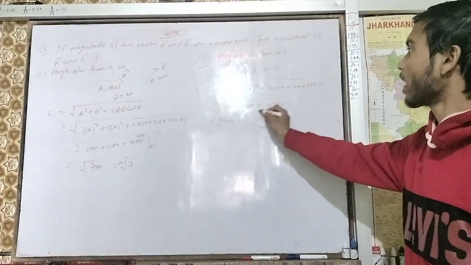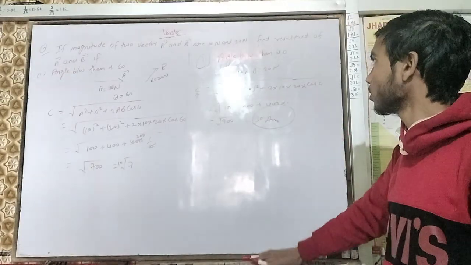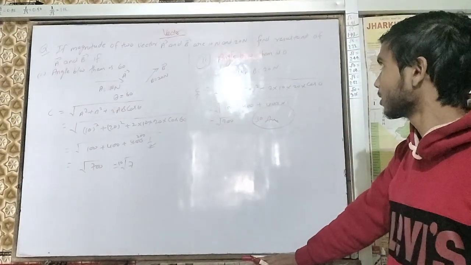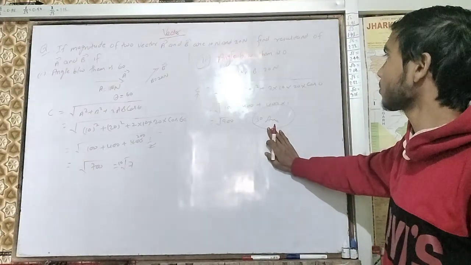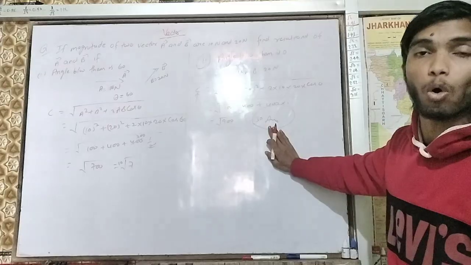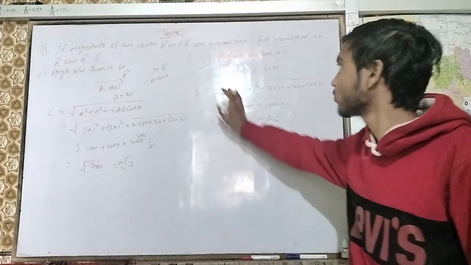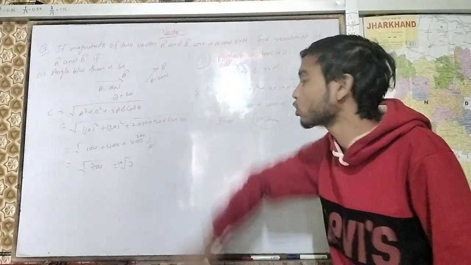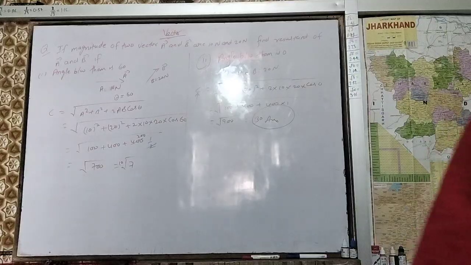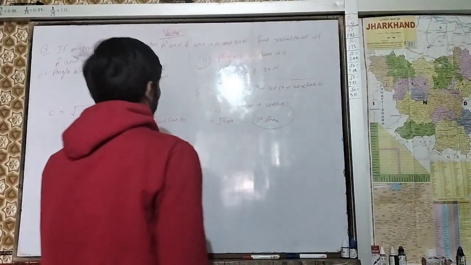This is the value of C, which is a scalar, not a vector. It is the magnitude of C. If the magnitude of A is this much and B is this much, then the magnitude of C would be 30. Okay, 30. Now next.